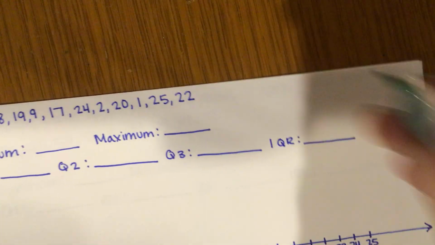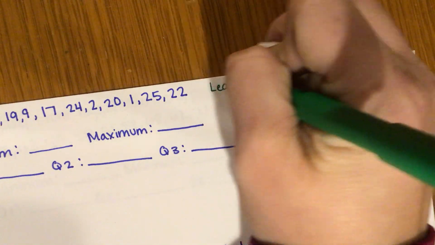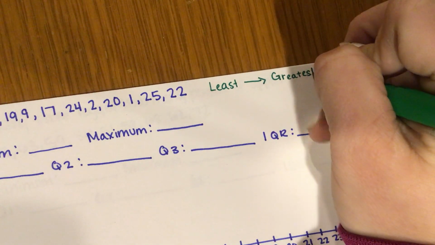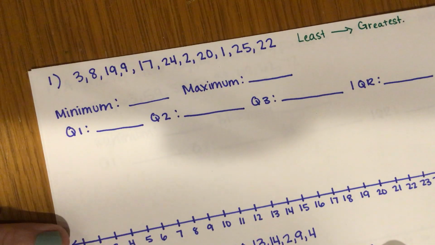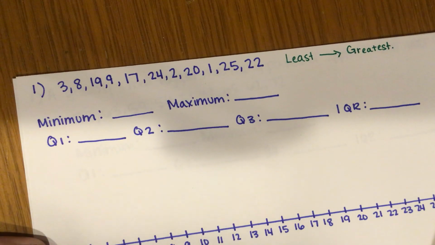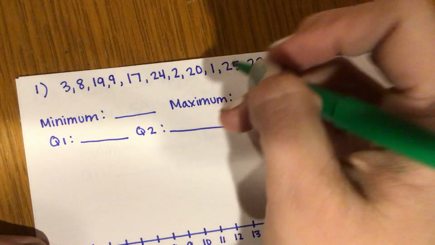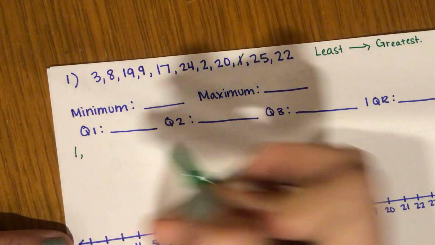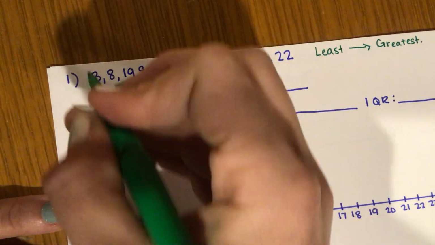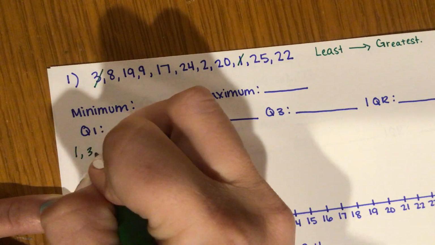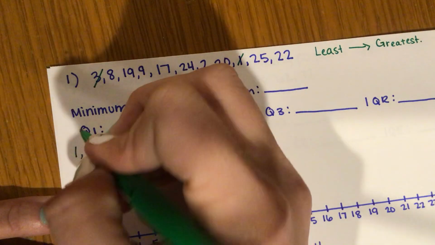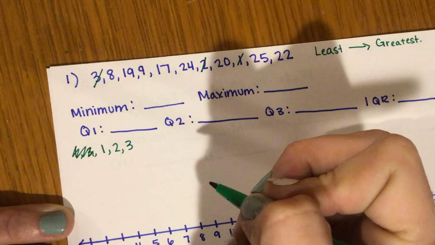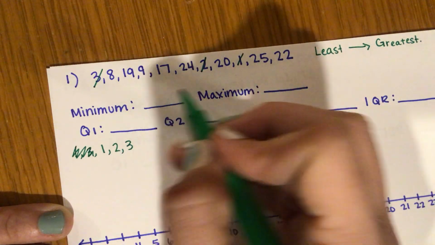The first step I'm going to make is I am going to reorganize my data from least to greatest. I cannot do this without doing this. Okay, so my lowest number is 1. I'm going to write it really small right here below my Q1. So 1, I have a 3. Oh, I forgot a 2. I'm going to start all over. So I have 1, a 2, and a 3. There is no 4, 5, 6, or 7.